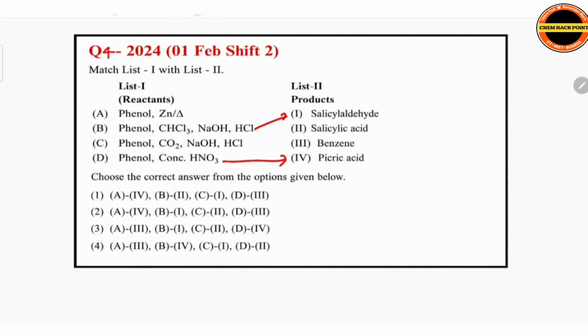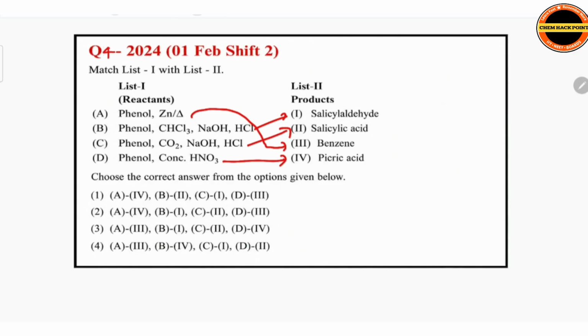It is formed in this case. Phenol reacting with CO2, NaOH, HCl, here you will get salicylic acid. And then similarly, phenol, zinc and heating, here it forms benzene. That is benzene preparation.